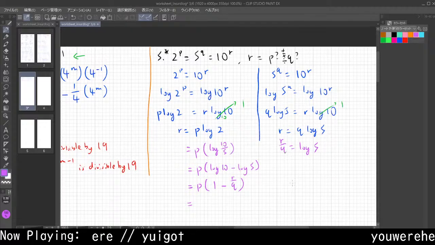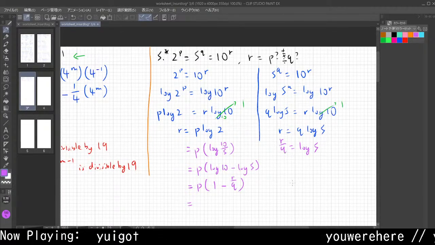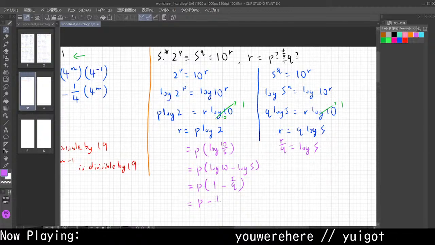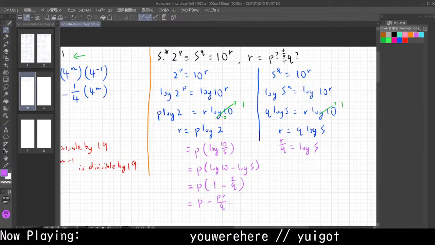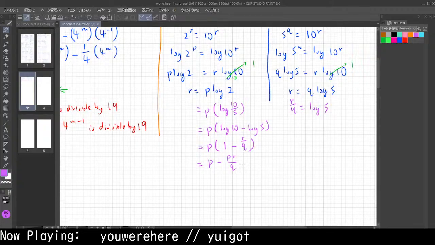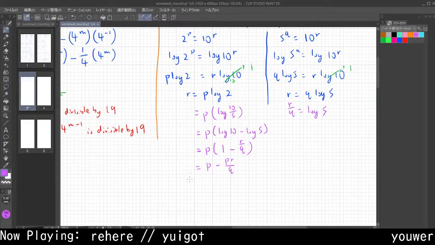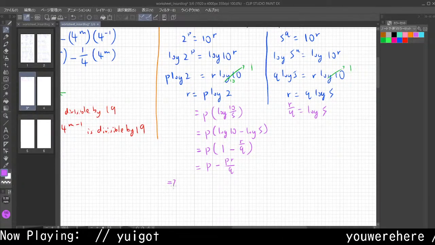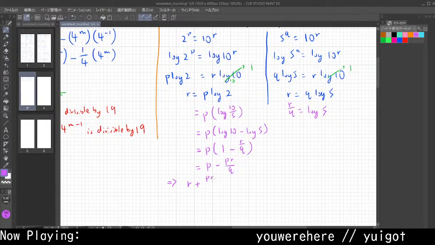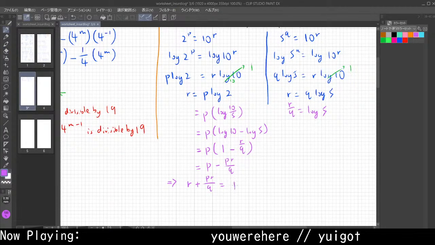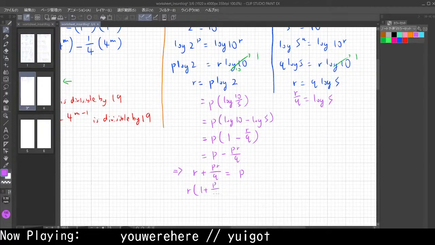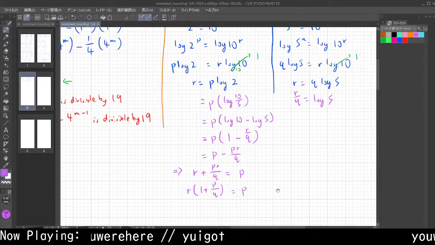Now what I can do is I can just multiply it. I can just rearrange my terms. So this is P minus PR over Q. The terms that have R I can bring over to the other side. So I basically would write, arrow, R plus PR over Q equals to P. Factorize R out. 1 plus P over Q equals to P.